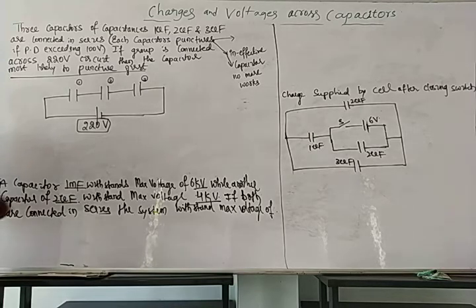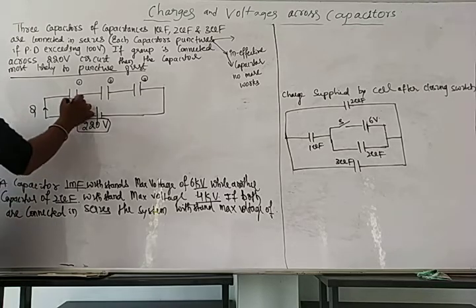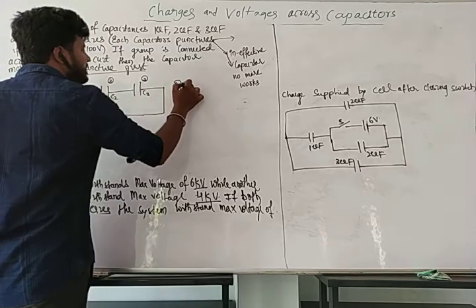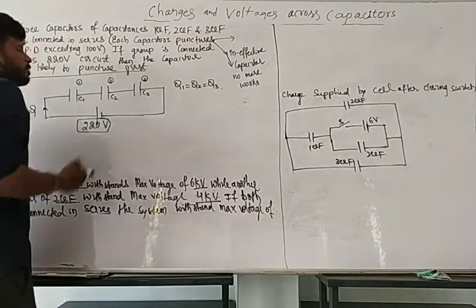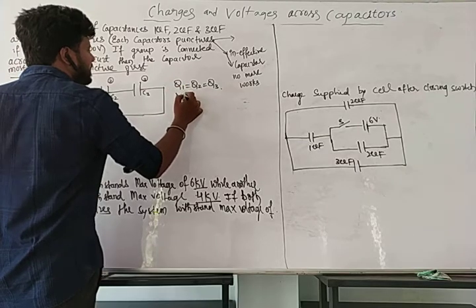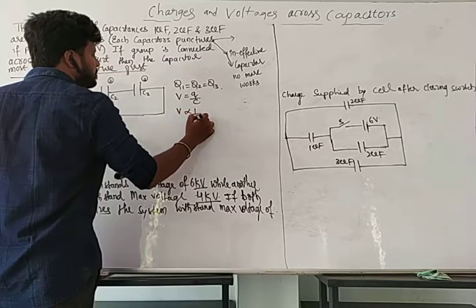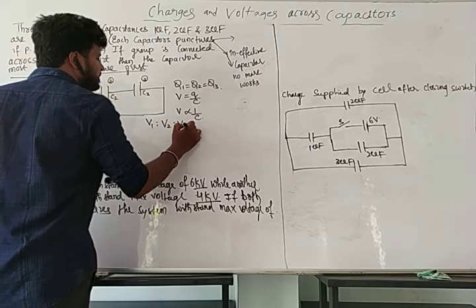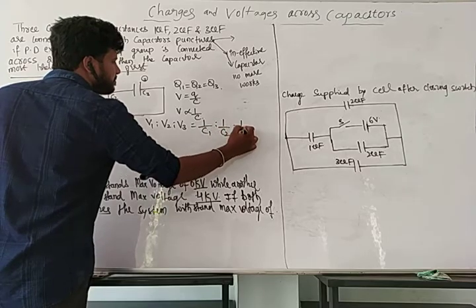All these are in series: C1, C2, and C3. We all know when they are in series, charge is equally shared among them. Then what we need to find is their voltage. When charges are equally shared, I can write V equals Q by C, or V is inversely proportional to C. Nothing but V1 is to V2 is to V3 equals 1 by C1 is to 1 by C2 is to 1 by C3.